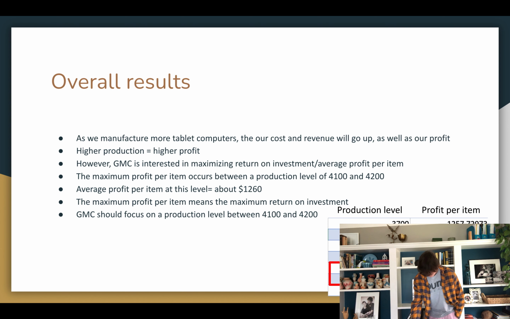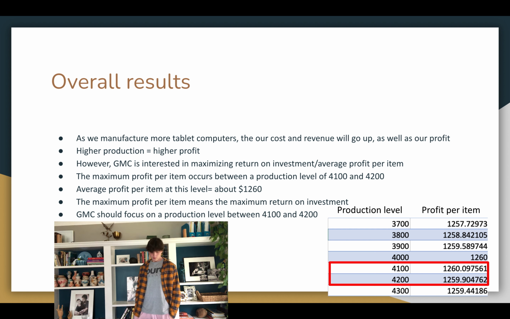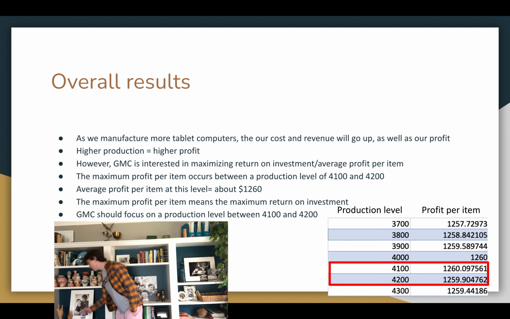All right, so let's discuss what we have so far. As we found out, as we manufacture more tablet computers, the cost and revenue will go up, as well as our profit. It's pretty close to a linear thing. So essentially we know that higher production will equal higher profit, but that's not exactly always what we're going for. You see, GMC is interested in maximizing the return on our investment, which means the average profit per item needs to be as high as possible.